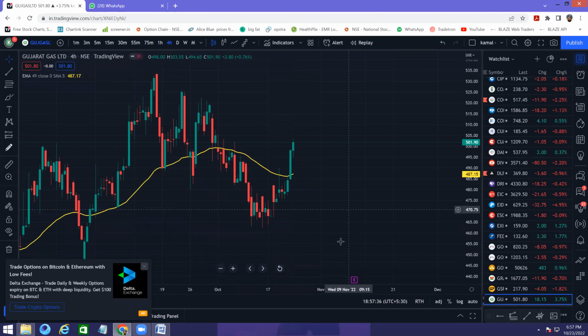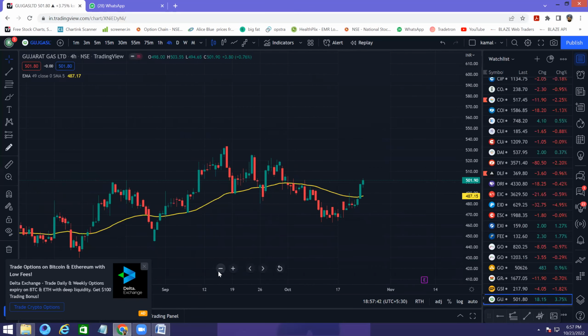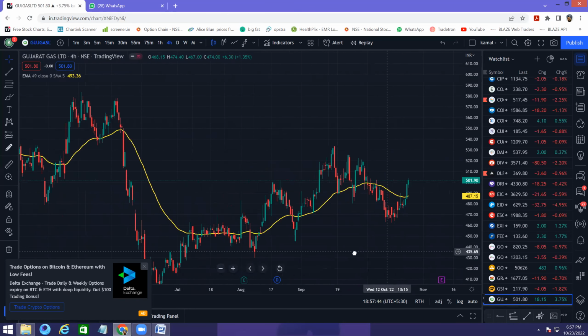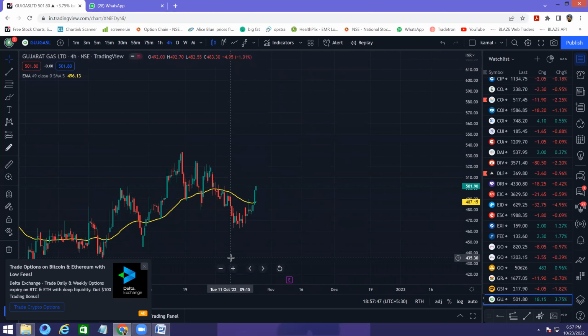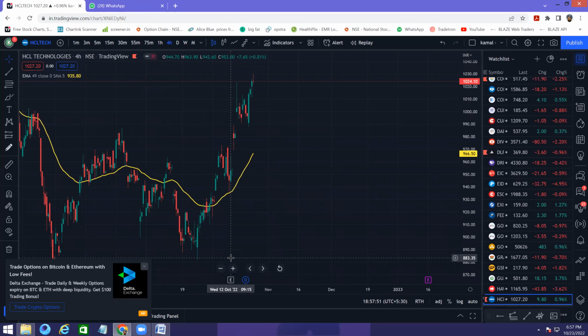Gujarat Gas. Now you see it has given a buy signal here at 497. Now let's see how much it can give us in the coming days. Cables is not a buy.